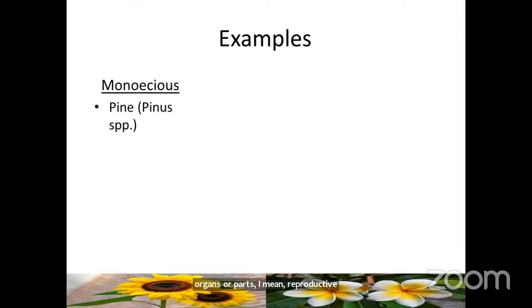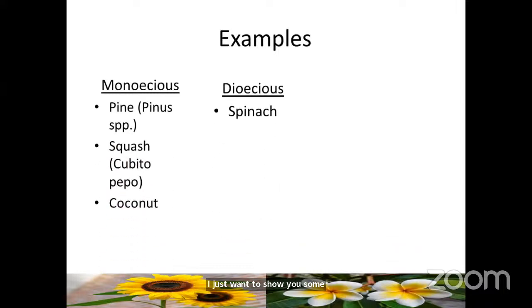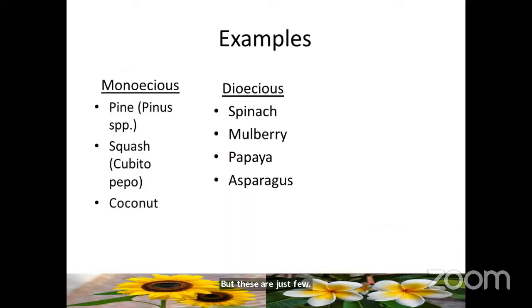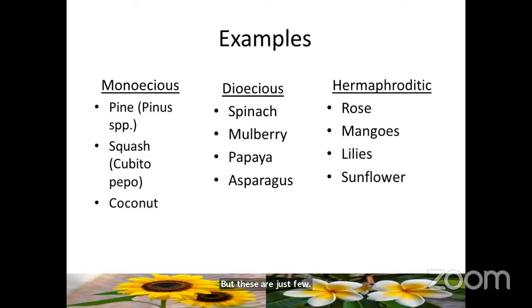I just want to show you some examples. Although we have a lot of examples, these are just a few. For monoecious plants, these are some examples: we have pines, we have Cucurbita pepo or squash, and we have coconut. Examples of dioecious plants: spinach, mulberries, papaya, and asparagus.